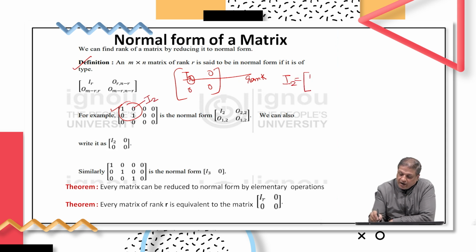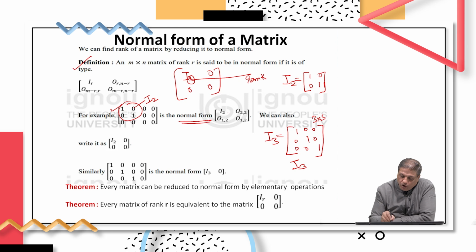We learned that I2 is nothing but [1 0; 0 1], and we also learned that I3 is equal to [1 0 0; 0 1 0; 0 0 1]. So, the diagonal elements are 1, and this is a 3 cross 3 identity matrix. So, this is why it is I3.